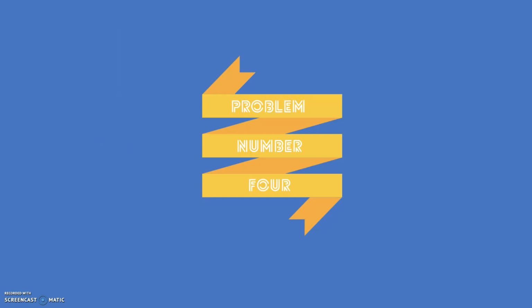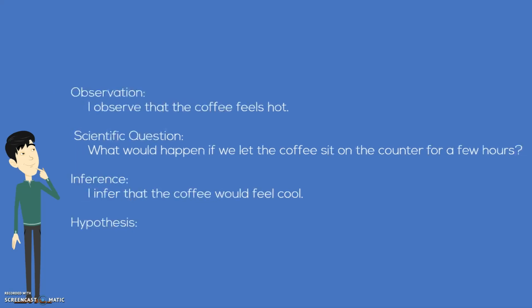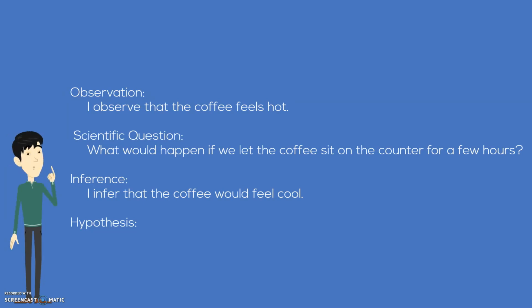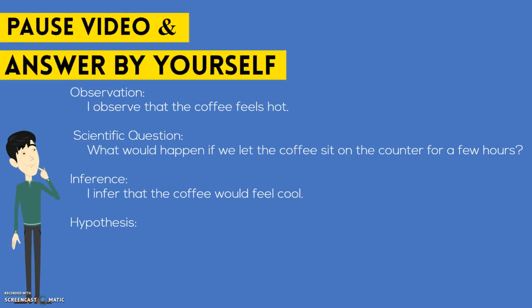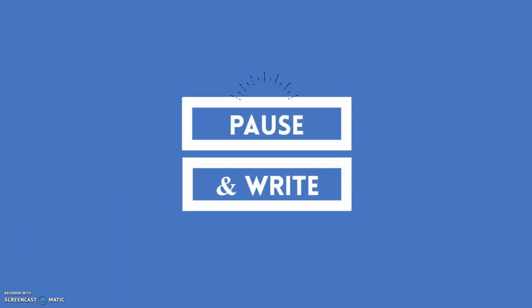Problem number 4. Observation. I observe that the coffee feels hot. What would happen if we let the coffee sit on the counter for a few hours? I infer that the coffee would feel cool. Pause the video and answer by yourself on your worksheet. You can always rewind.